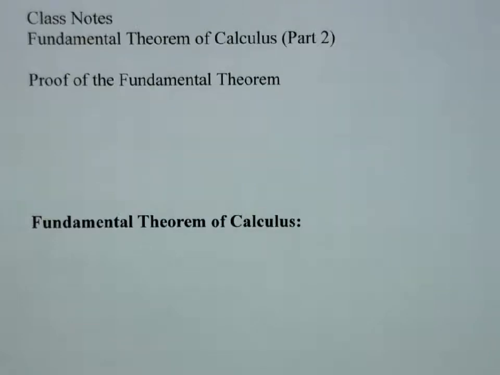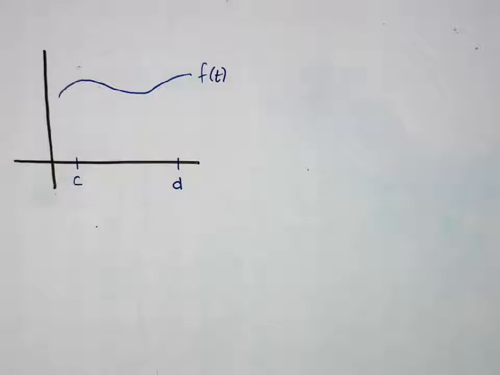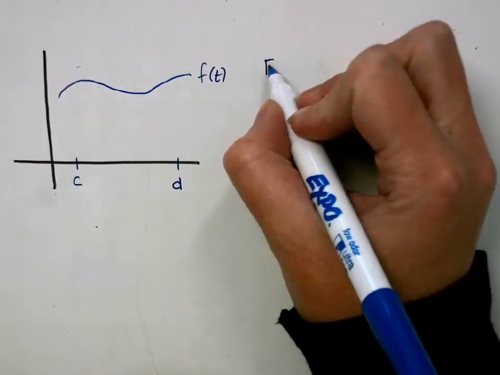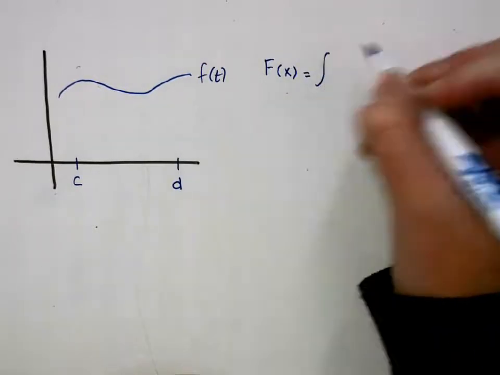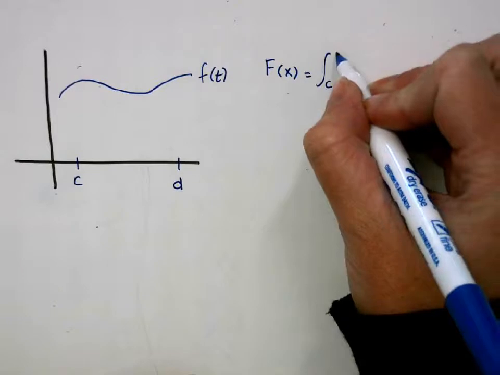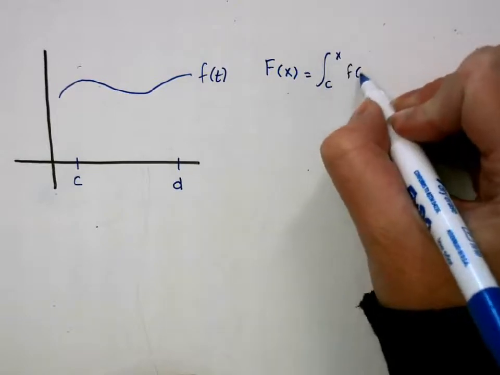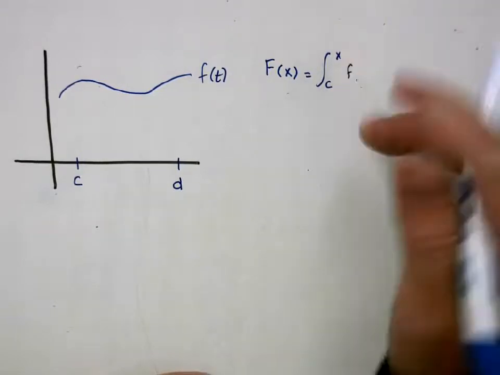Today's lesson is on the fundamental theorem of calculus, the second part. First, I'm going to offer you a proof of this part of the theorem. All right, so here I have a graph of some function f of t, and I'm going to define capital F of x to be the integral from c to x of f of t.